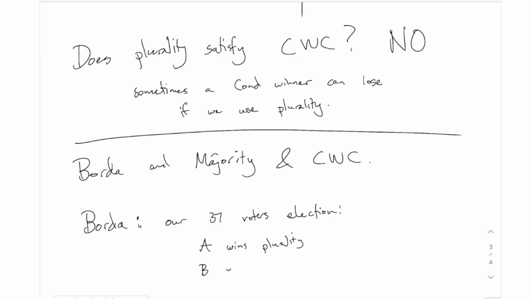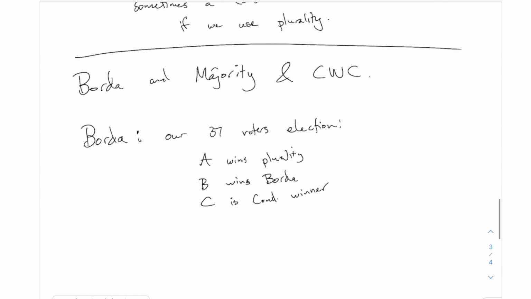B wins the Borda. That's what we started off with. But C is the Condorcet winner. So you can see it is possible that the Condorcet winner might lose if you're using the Borda. And that means Borda does not satisfy the Condorcet winner criterion, all right? Sometimes there is a Condorcet winner who still loses with the Borda.